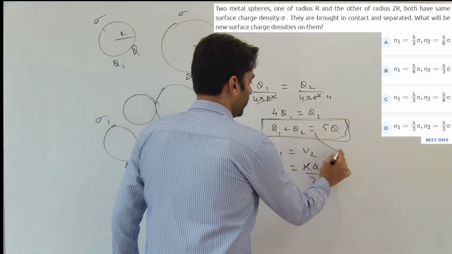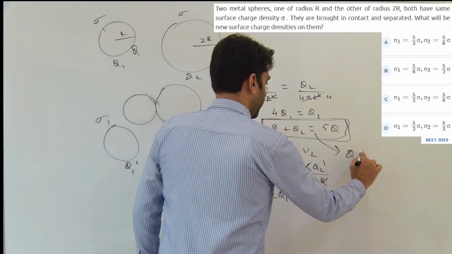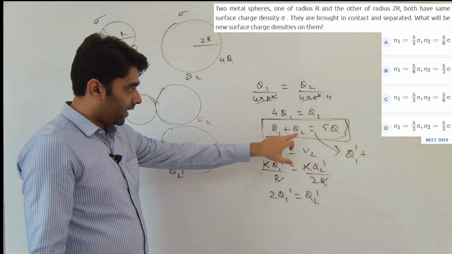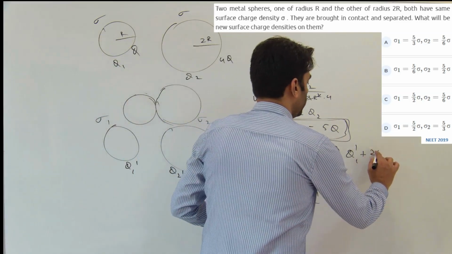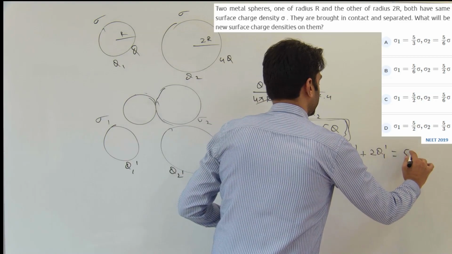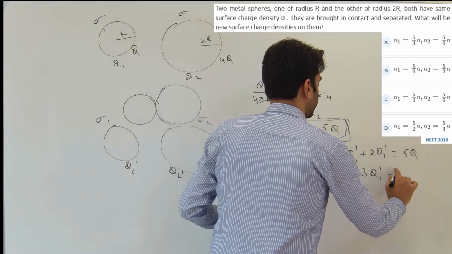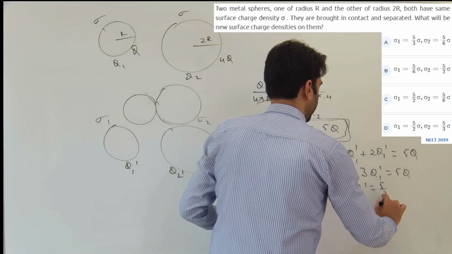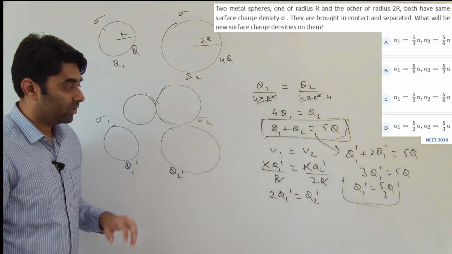So from here I will get q1 plus q1', and the total charge will be 5q only. So q1' plus q2'. In place of q2' we can write 2q1'. This is equal to 5q. How much do we get? 3 times q1' is equal to 5q. That means q1' is equal to 5 by 3 q. This is what we got: 5 by 3 q is the q1'.